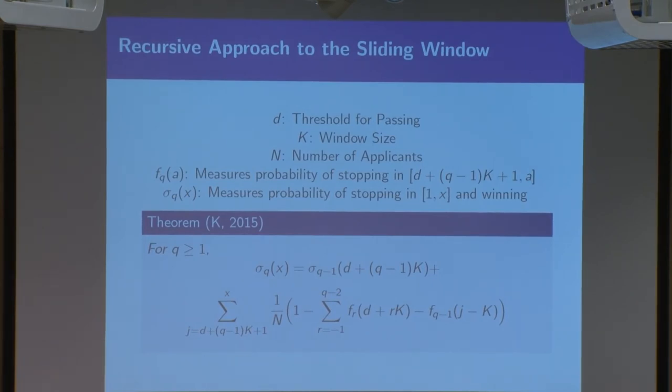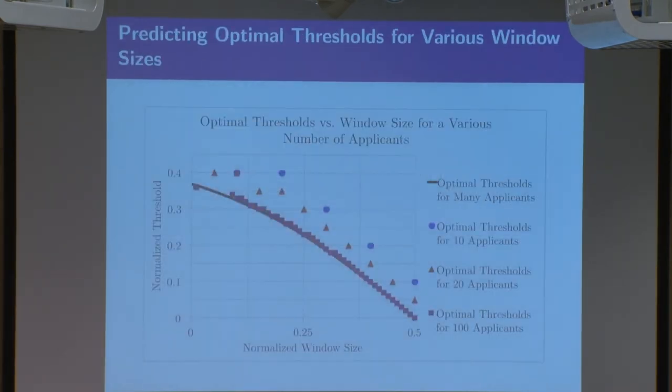But a consequence of that is, because I'm using the normalized window size, as the number of applicants increases, what I'm predicting for the optimal thresholds implies that the window size increases. But the ratio of the window size and the number of applicants is fixed. So you have to have both numbers to be large to get some analytical solution for the strategy.